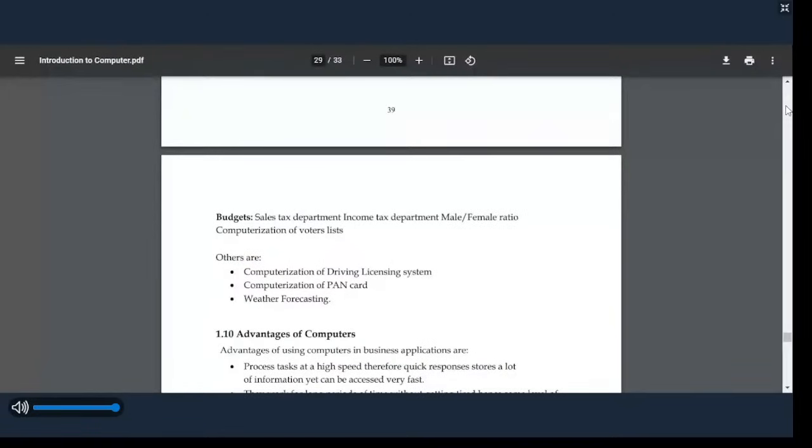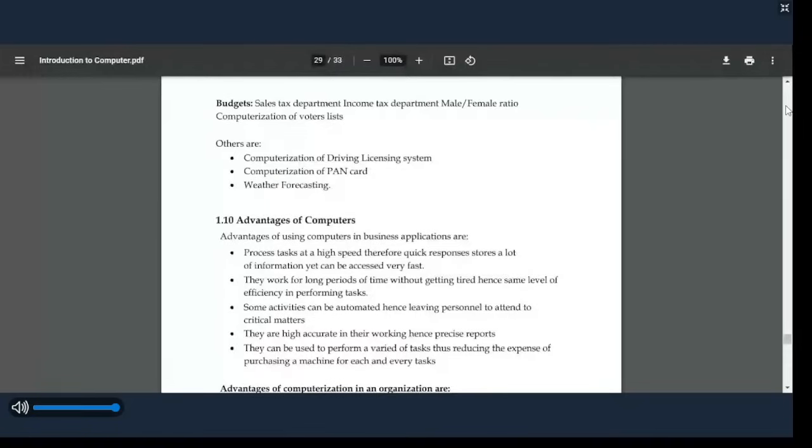So what are the advantages of a computer? Advantages of a computer in business application. Processing tasks at high speed, therefore quick responses. Stores a lot of information, which can be accessed very fast. They work for a long period of time without getting tired, hence the same level of efficiency in performing tasks. Some activities can be automated, hence leaving personnel to attend to critical matters.